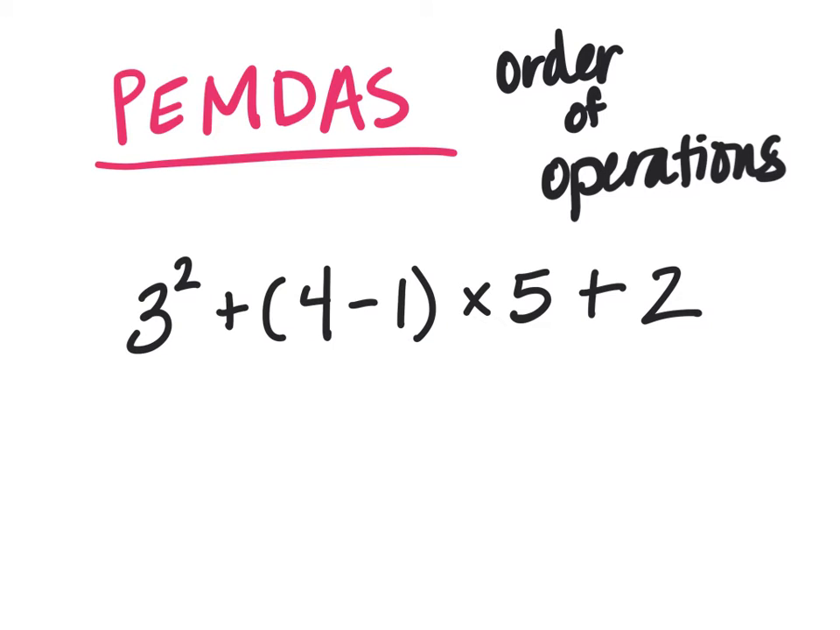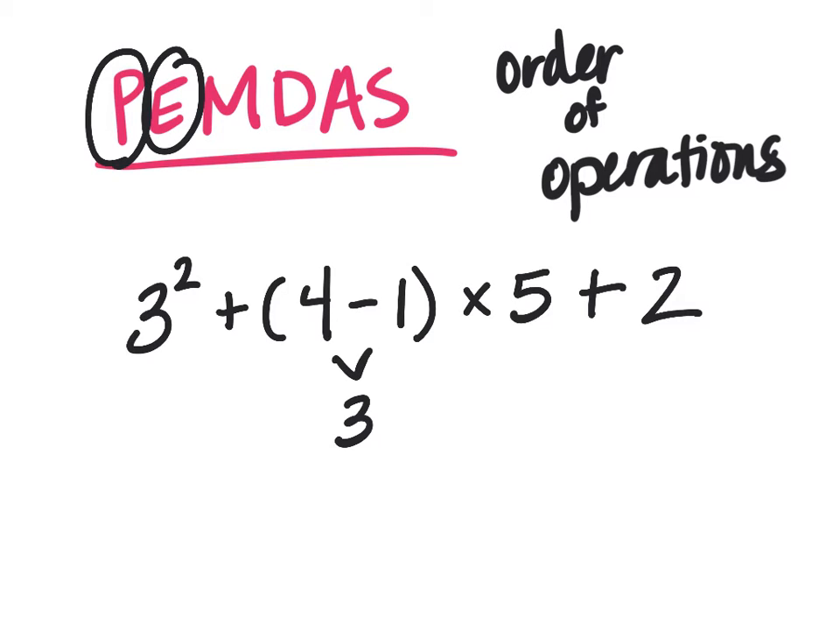So when I look at a problem like this, I might think, oh my gosh, this is too hard, I can't do this. But remember, you have some rules to follow. The first thing we need to do is anything inside parentheses. 4 minus 1 is 3. That's pretty simple, we got that.